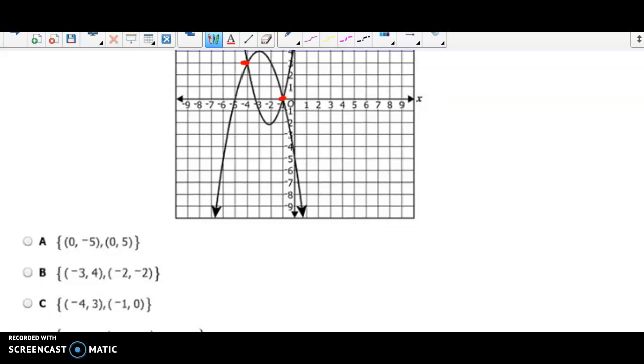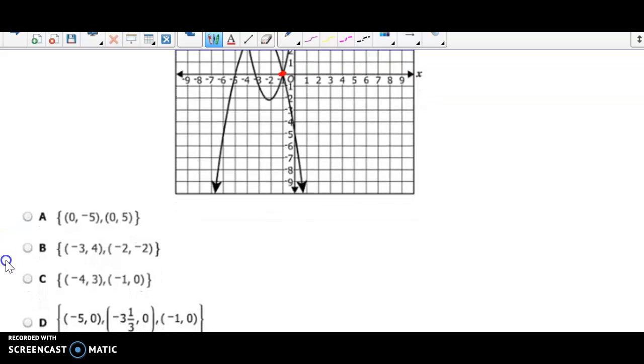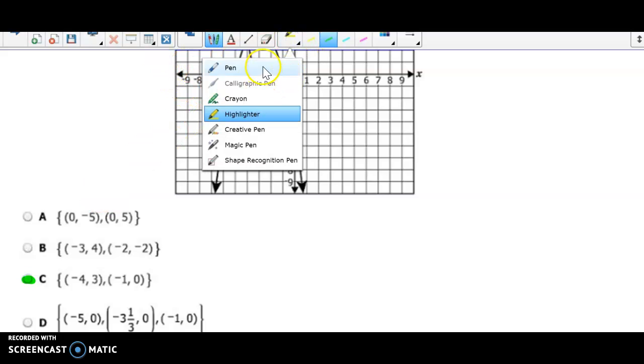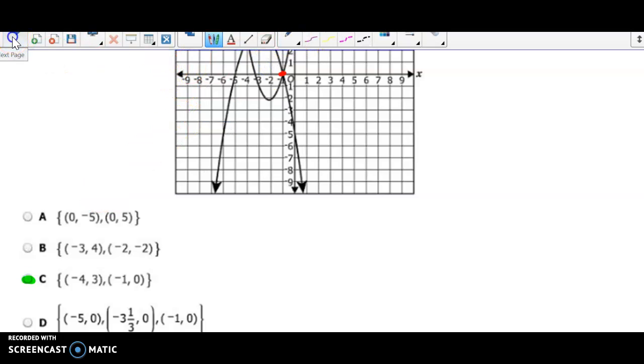So let's see if we can find that. -4, 3, and -1, 0. So there we go, answer choice C. We really didn't have to do any work for this one either. We just needed to look at the graph and come up with our answer.